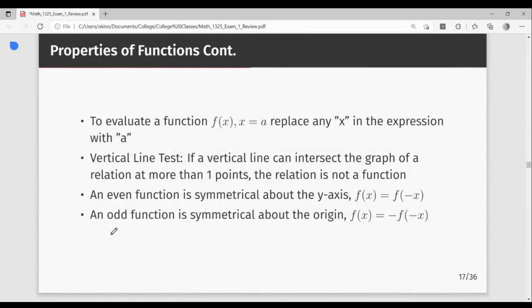So another couple more properties of functions that maybe some you're very familiar with. To evaluate a function, f of x at x equals a, you just replace any x in the expression with a.